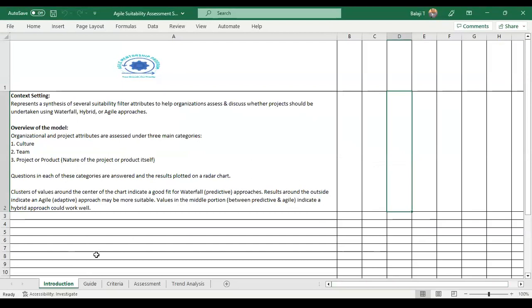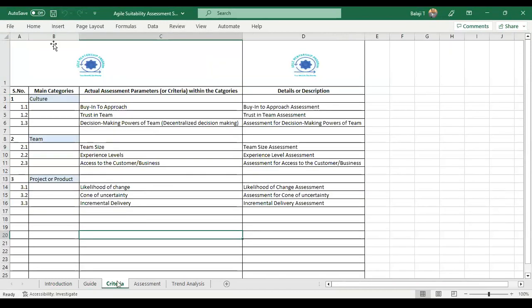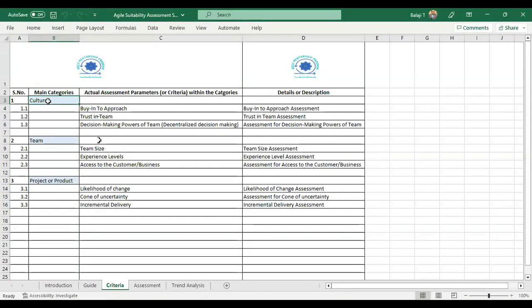I have set an introduction or a summary sheet, and then I have created a guide, instructions on how to use the Agile Suitability Assessment. Then I created categories, in terms of culture, team, project or product, and the actual assessment parameter within the category. First of all, you need to identify the high-level category. Then within each category, what could be the exact parameter, the exact attribute that can be parented within this particular category. And here I have given some details or a description.